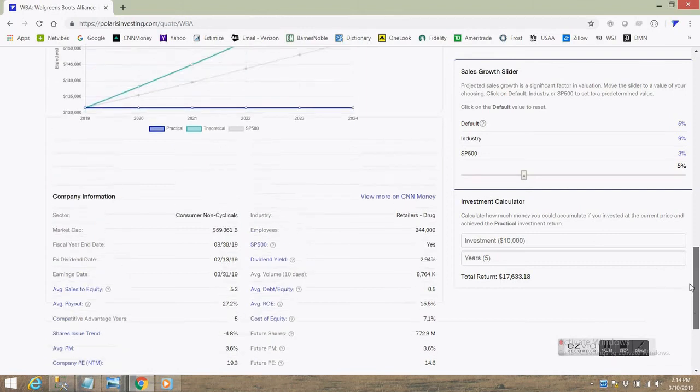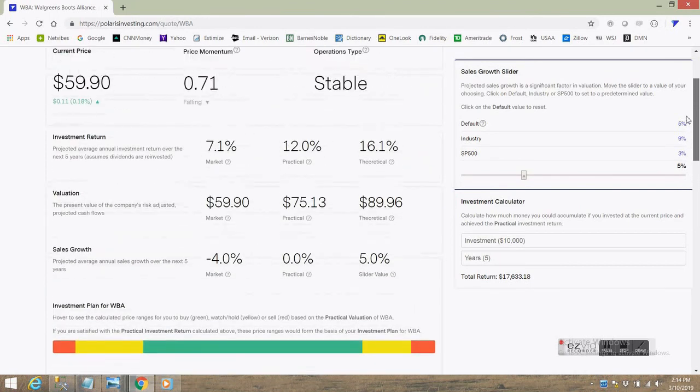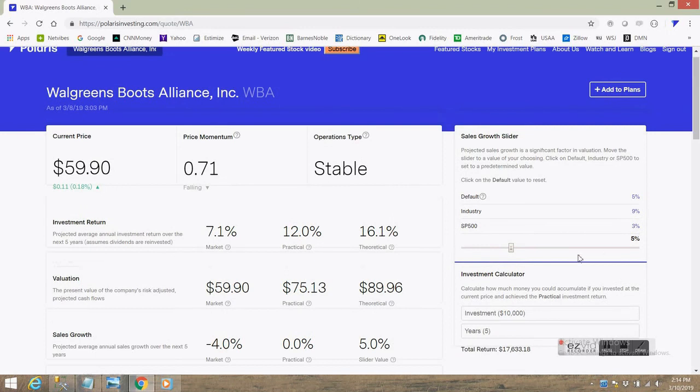If I discover that maybe it has to do with the historical data that was used to calculate the default, then I would maybe think about moving it up closer to the industry sales growth, or even beyond it, based on my analysis.